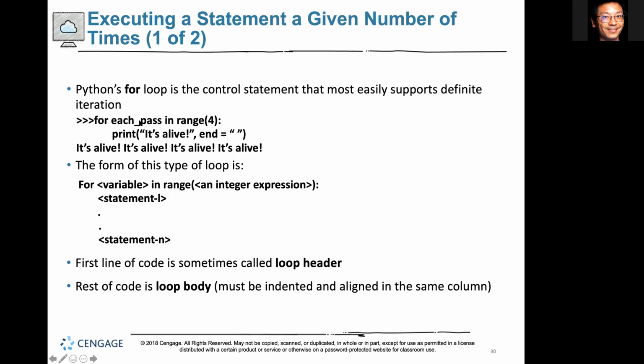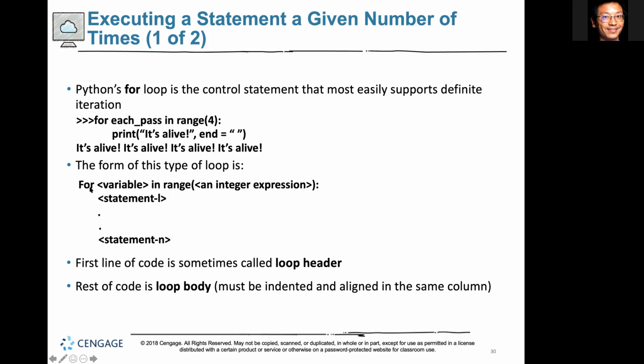Each time it gets a value sequentially from that 0, 1, 2, 3, each pass will be assigned those values during each iteration. Although we're not really using the value here, you may use it, you can print this out if you want, but here we're not using it. We're just essentially saying we're going to repeat this print statement 4 times. Okay, so it's printed out 4 times.